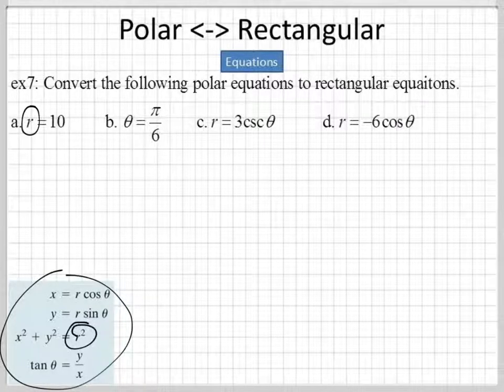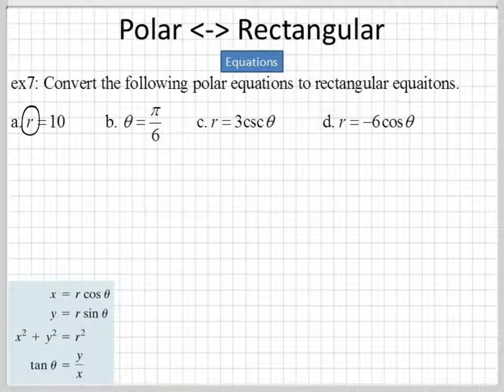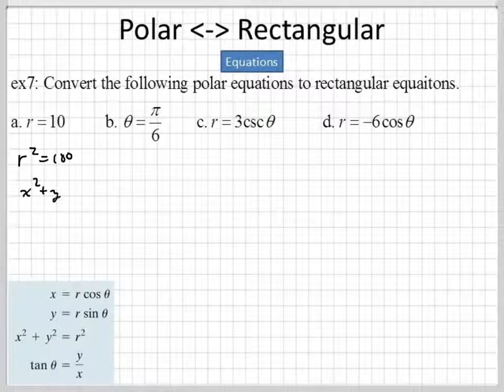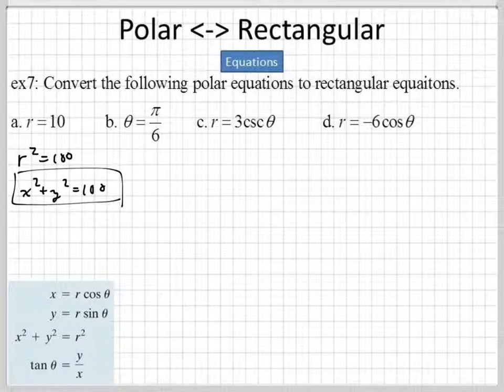This one right here? Now that says r squared though. That doesn't say r. So can I manipulate this? Yes. What can you do to both sides? You can square it. And so we have r squared equals 100. Alright, do we know what r squared equals with the x's and y's? X squared plus y squared equals 100. Boom. There's no more theta, no more r.